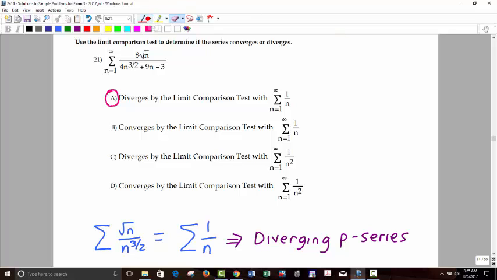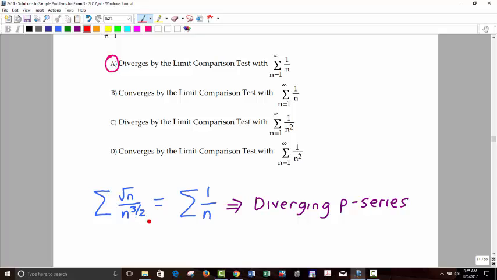Take a look at what I already did there. I took the square root of n over n to the 3/2, because the square root of n is n to the 1/2. That would reduce into 1 over n. So basically, I'm looking for something with 1 over n. So that takes these out. And now, does it converge or diverge?